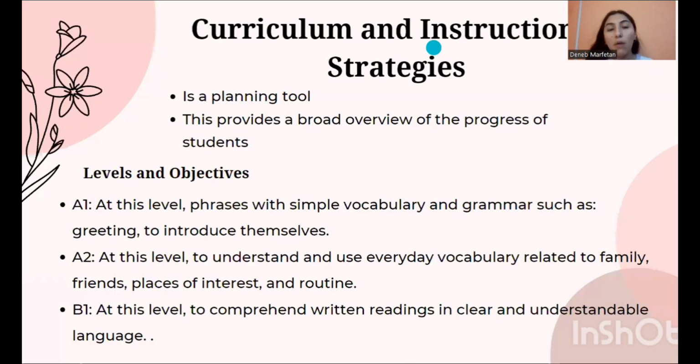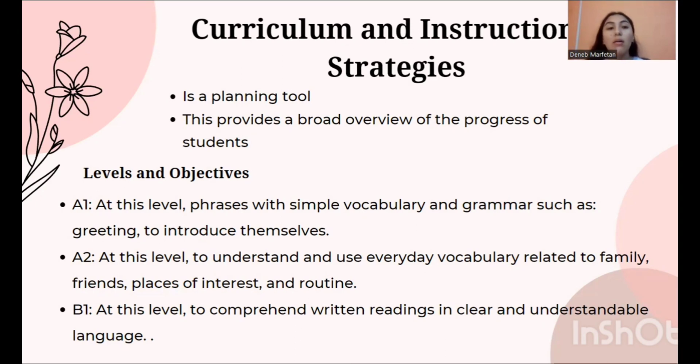Let's continue with curriculum and instructional strategies. A brief explanation: a curriculum is a planning tool to guide teacher trainers and even educational administrators. This curriculum provides a broad overview of the progress of students in different areas. It allows for analyzing each language skill, which are reading, writing, speaking, and listening.